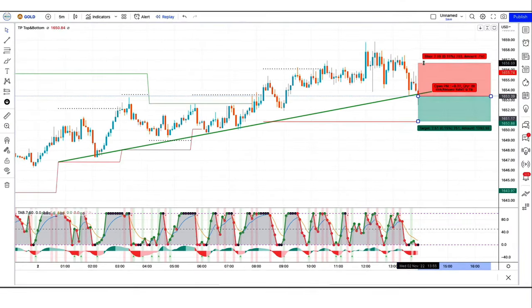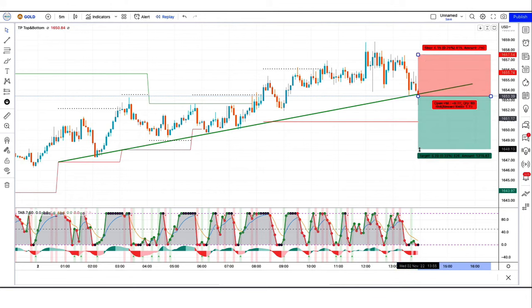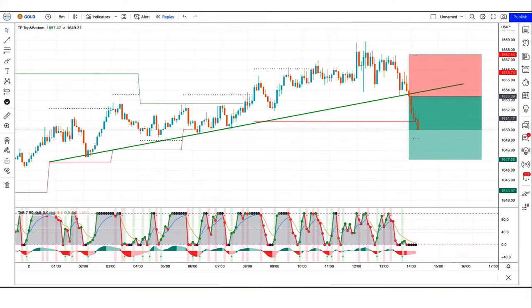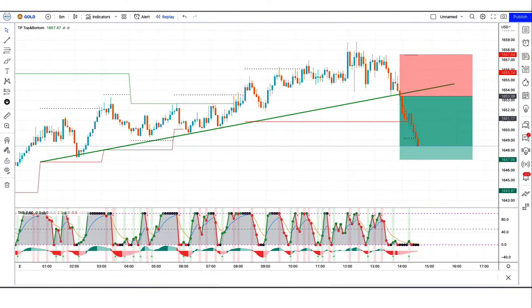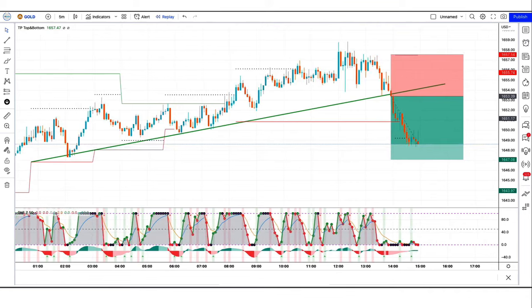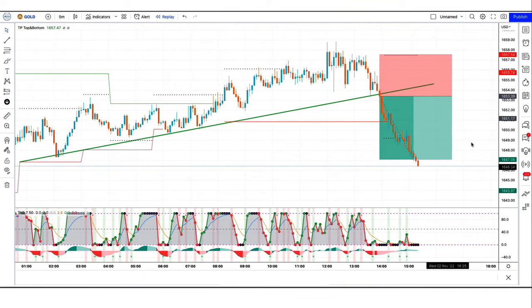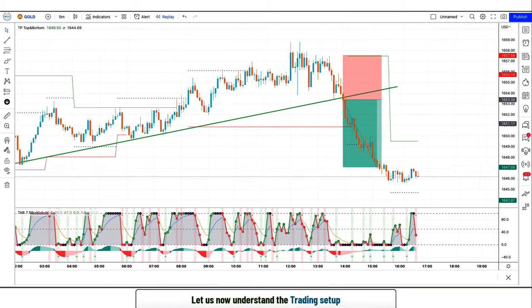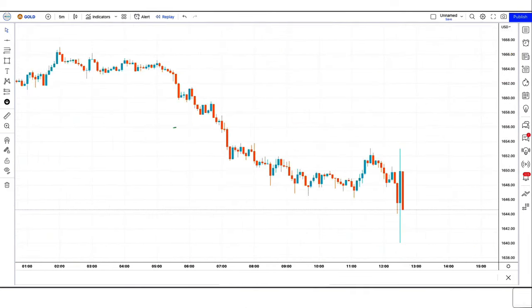Our stop loss will be placed at the current market high. And the risk to reward ratio will be 1:1.5. Let's see what happens to our trade. Our trade is running in profit. We have won the trade. I hope you must have liked this trading strategy. Let us now understand the trading setup.